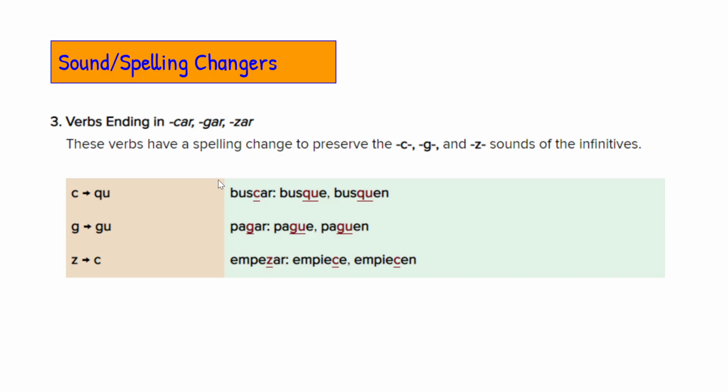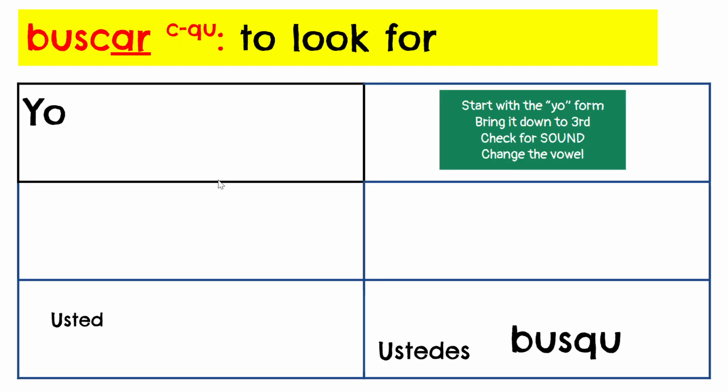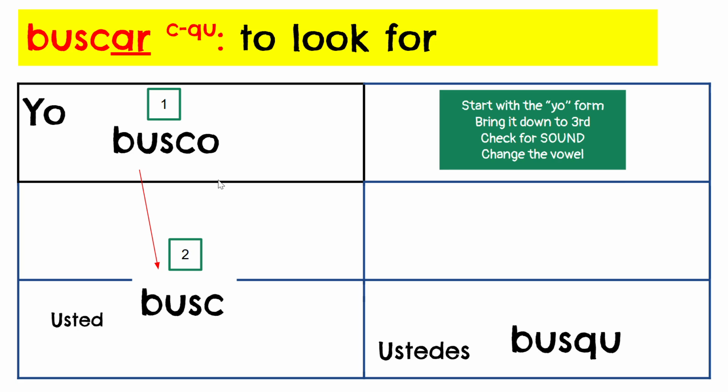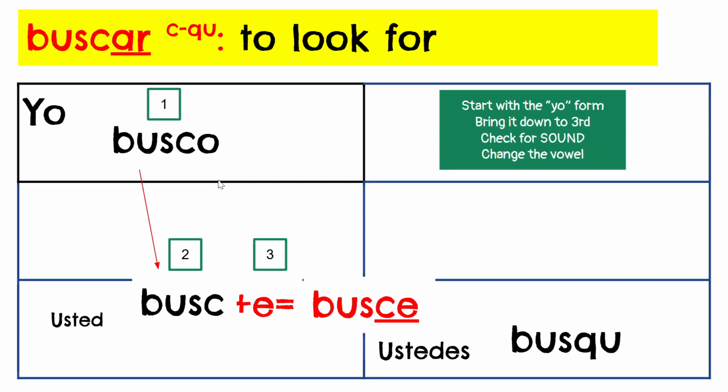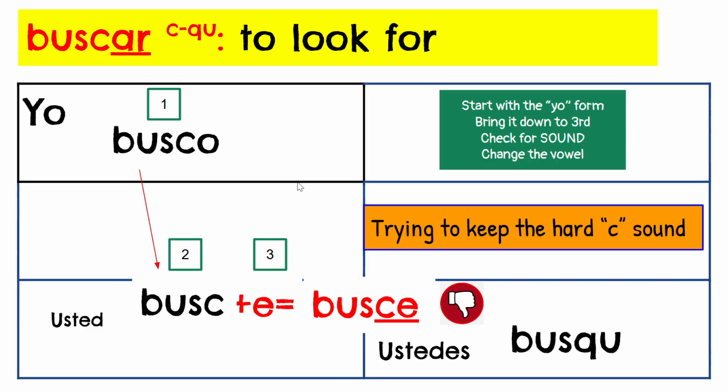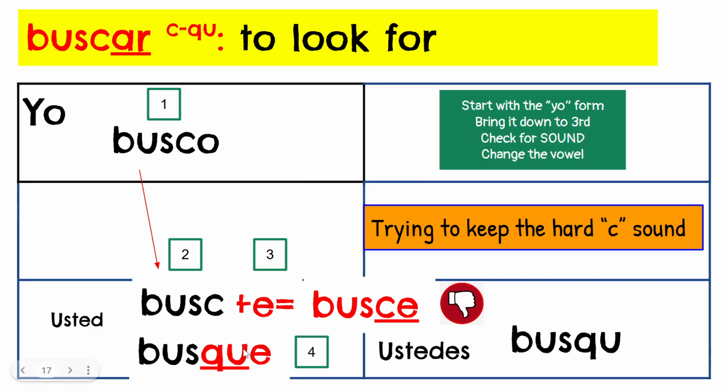What if we have spelling changers? Okay, same process. Spelling changers are the verbs that end in car, gar, or zar. So start with the first person, busco, bring it down. Opposite vowel would be an E. If I added this, it would say buste. Well, that doesn't retain the same hard K sound that I have in buscar, right? So I need to make a spelling change. So I change the C to a QU, and that solves the problem. QU gives me that hard K sound, busque, and make it plural, busquen.